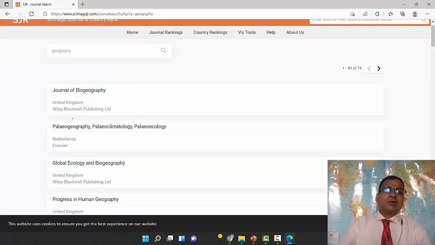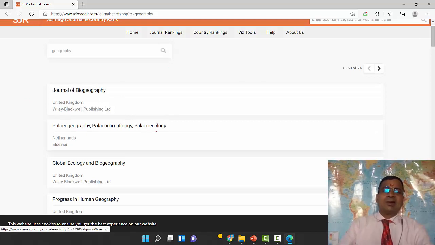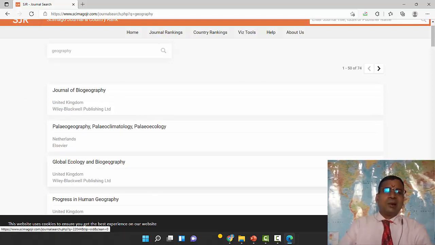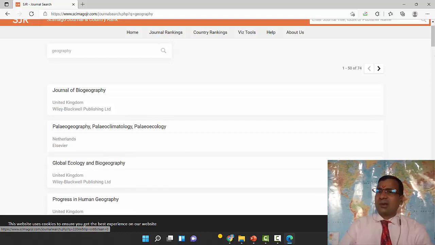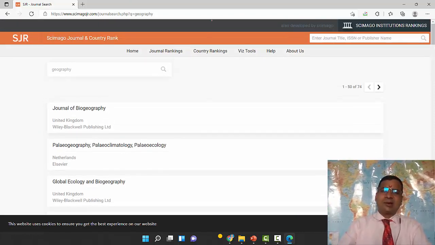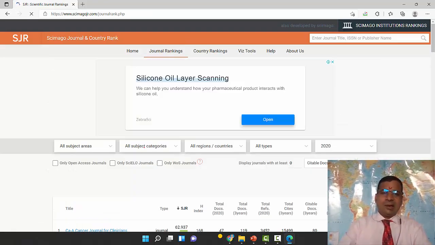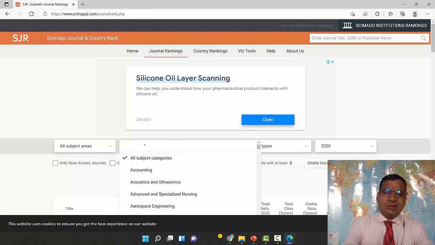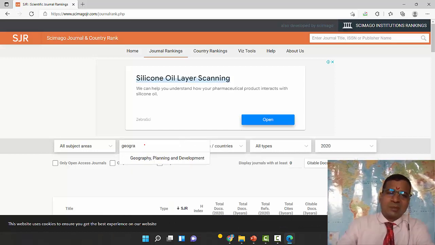Here: Journal of Biogeography, Palaeogeography, Palaeoclimatology, then Global Ecology and Biogeography, Progress in Human Geography, etc. Various journals that have the word geography, and you can see here there are 74 such journals which are indexed in Scientific Journal Ranking or SJR. If you click here on journal ranking, and you click on geography, I will write here geography, planning and development.